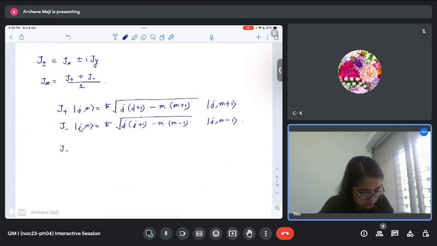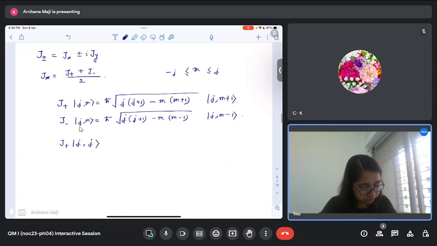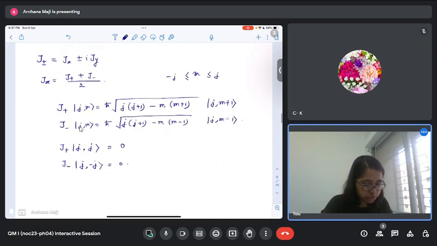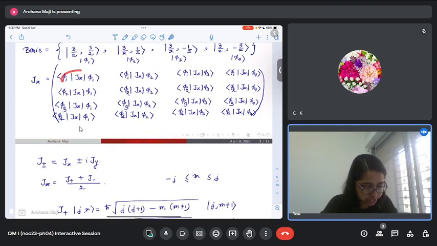And if j plus acts on the highest state, that is when m equals j, where m takes values from minus j to j in steps of 1, this is equal to 0 because you don't have j, j plus 1, right? So m ends at j, so that is 0, and likewise j minus on j comma minus j is also 0. Now these four things we need to keep in mind and then find out these matrix elements. So let's do that.